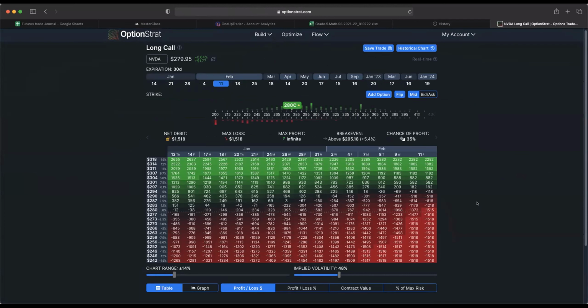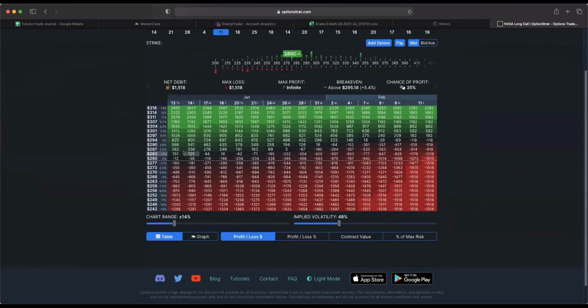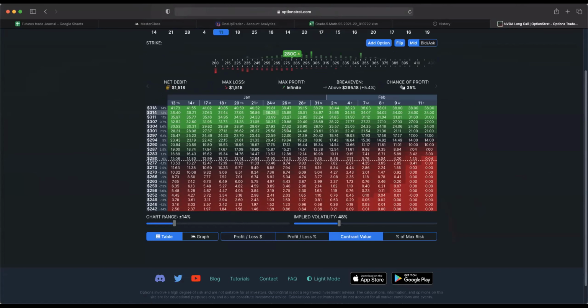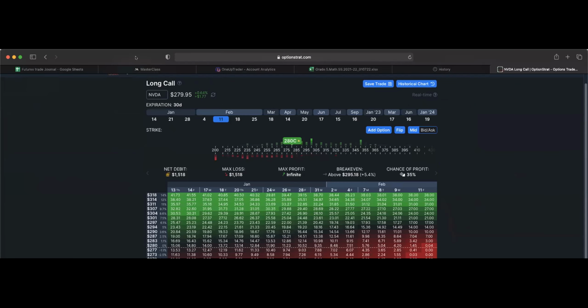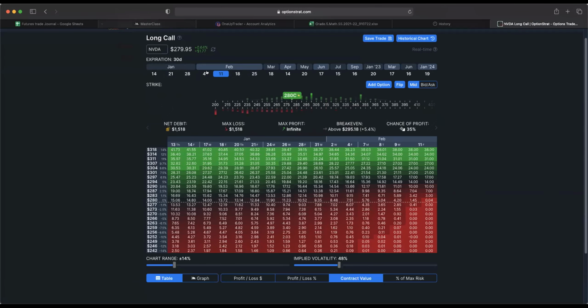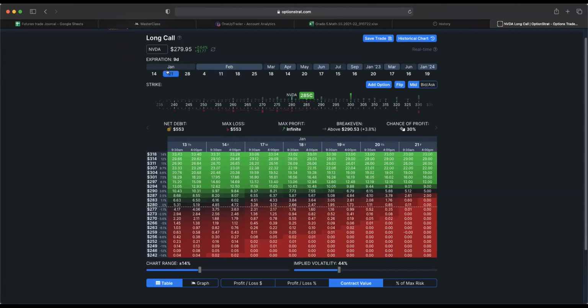This table shows you what the potential profit and loss is, or what your contract value is. So let's say right now NVIDIA is at 280. Let's say I buy the 285 call expiring next week. It's going to cost me 500.